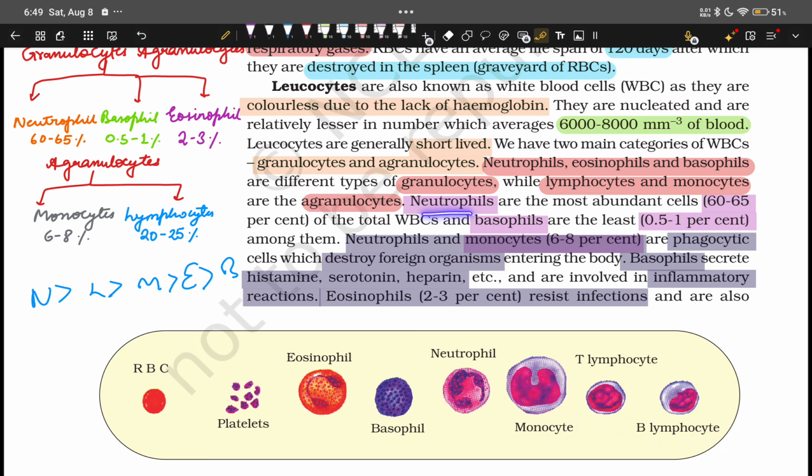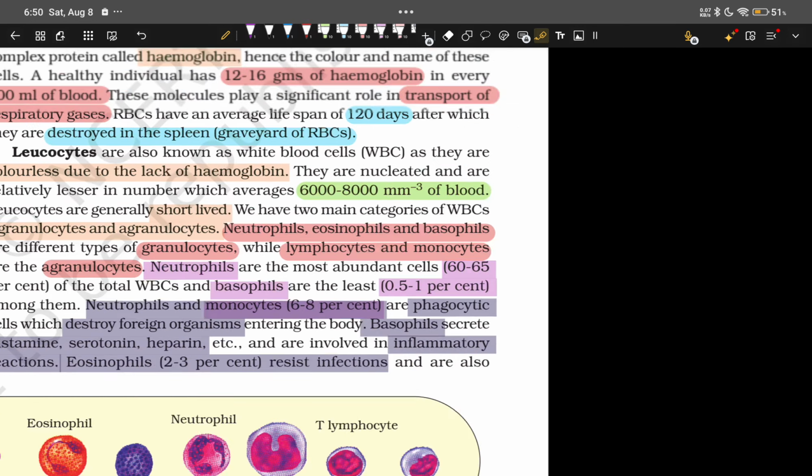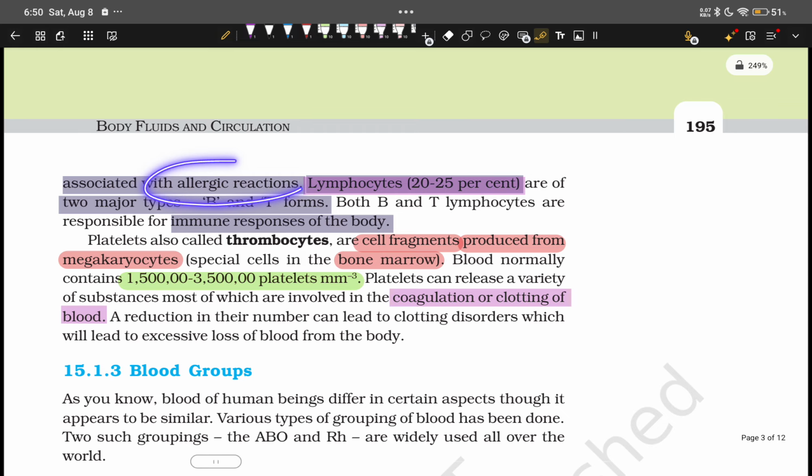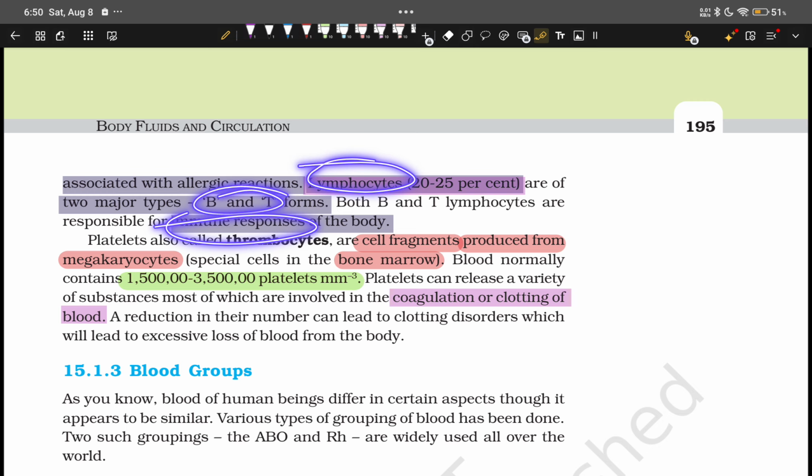Now we have neutrophils, 60 to 65%, basophil 0.5 to 1%. Neutrophils and monocytes both are phagocytic in nature and destroy foreign organisms entering the body. Basophils secrete histamine, serotonin and heparin, and they're involved in inflammatory reactions. Eosinophils resist infection and are also associated with allergic reactions. Then we have lymphocytes. They are of two types, and both of them are responsible for immune responses in the body.